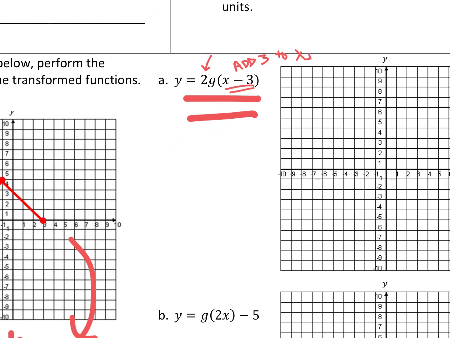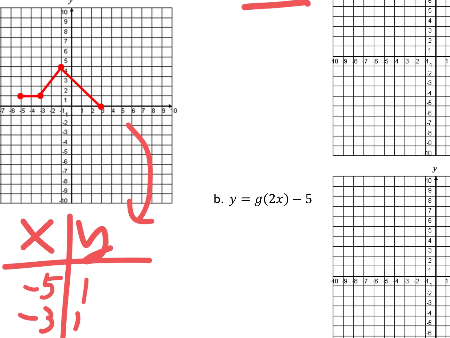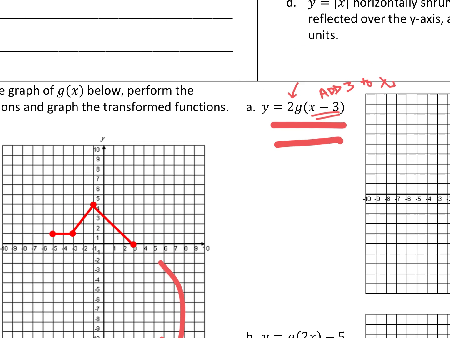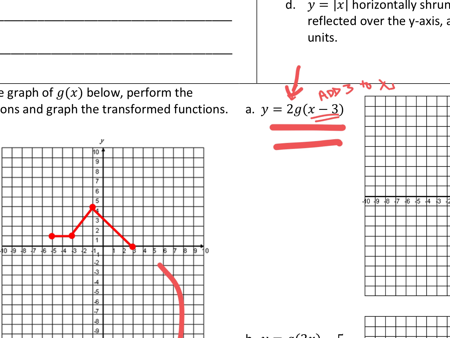And then once you have all your points, you graph them. These aren't that hard, but they're definitely tedious. When you're done, you can look at your graph and ask, did it really get twice as tall? It should have. It should look a lot like it, except twice as tall, and it should be 3 to the right. If your little picture doesn't match up with twice as tall and 3 to the right, you probably screwed it up. You can go back and fix it.